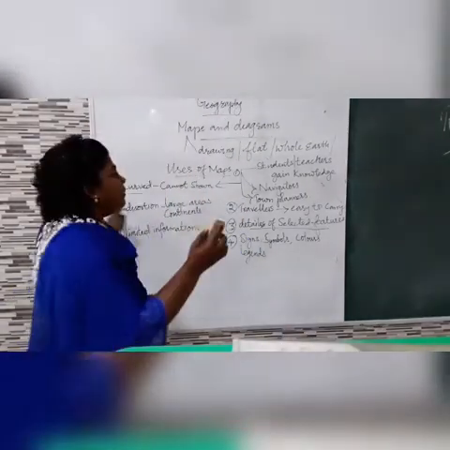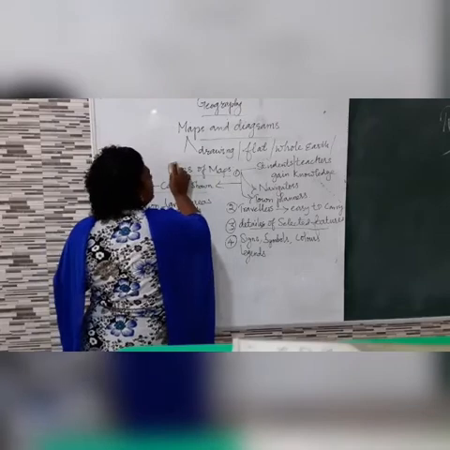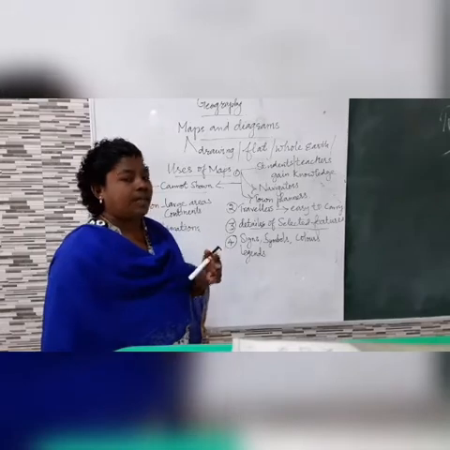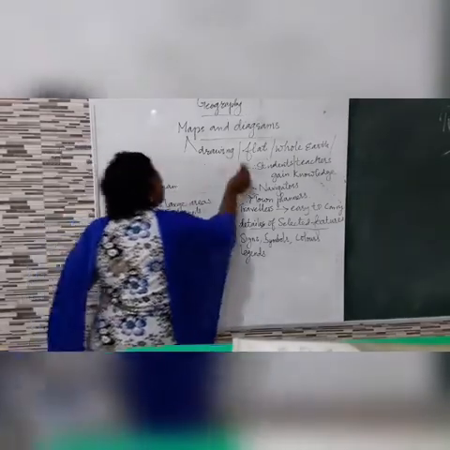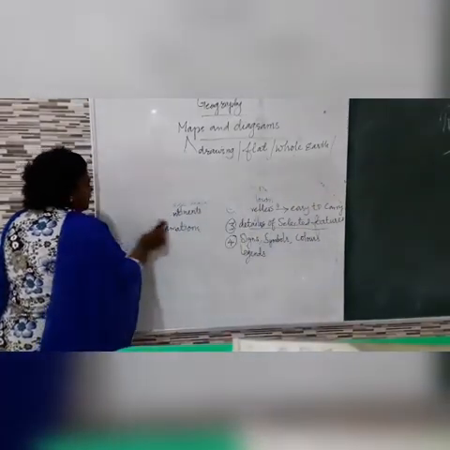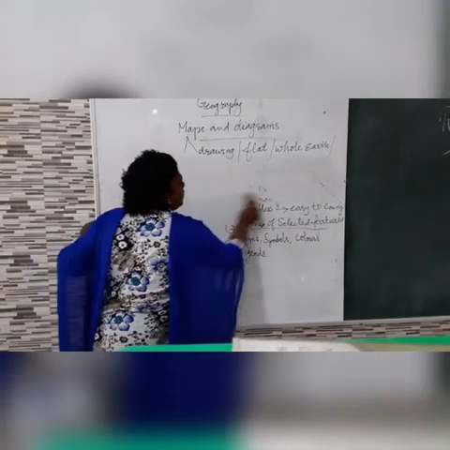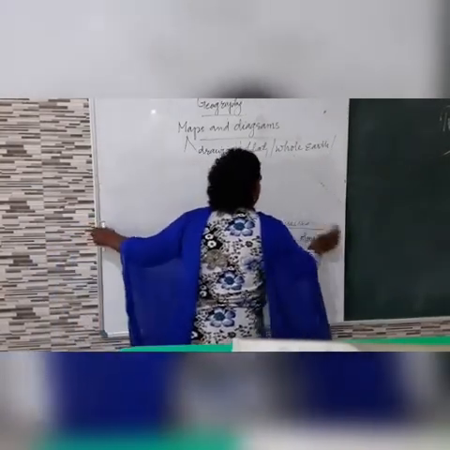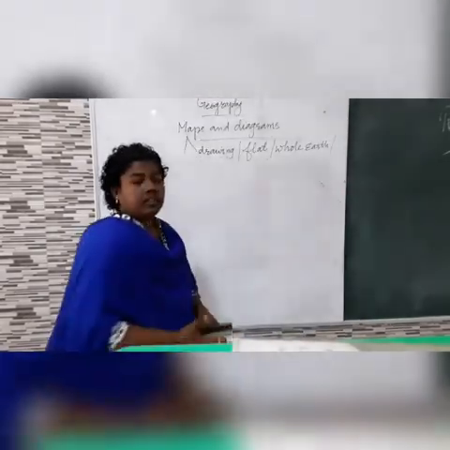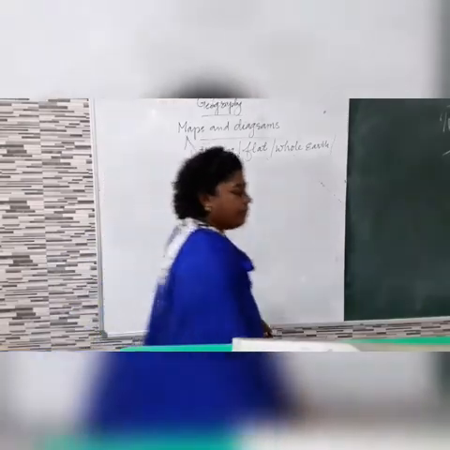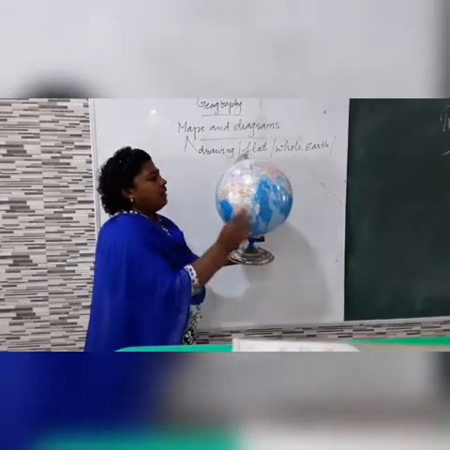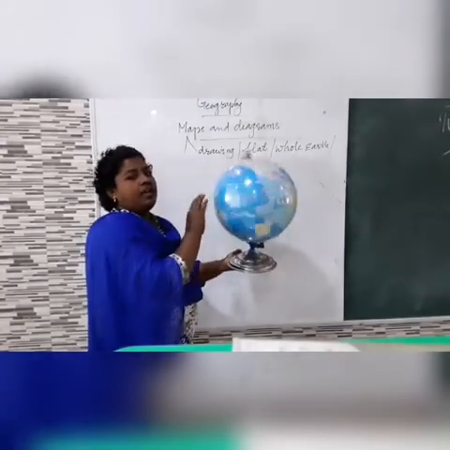Now, you have learned about maps. There are two representations I told. One is map, other one is globe and diagrams. You are going to learn about globe. What is globe? A globe is a three-dimensional model of the earth. Can you say what is globe? See, this is globe. What is this? It is a three-dimensional model of the earth.